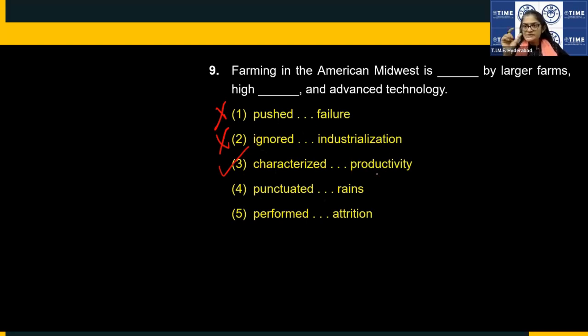Punctuated by, the usage is punctuated with, means it has, but doesn't make sense. High rains, you don't say. Heavy rains is okay. Performed by larger farms, high attrition, again doesn't make sense. Attrition is people leaving jobs, okay? So doesn't make sense because the whole meaning of the sentence is quite positive here. Hence option 3.